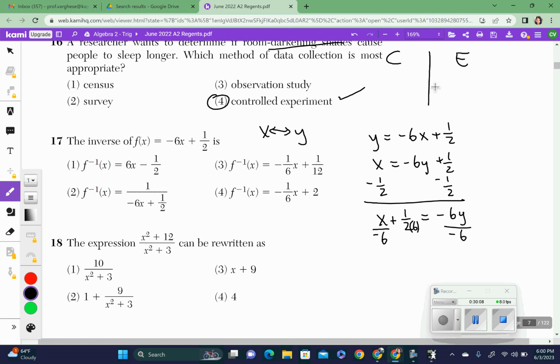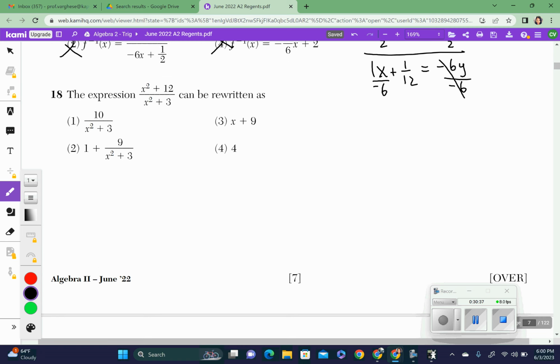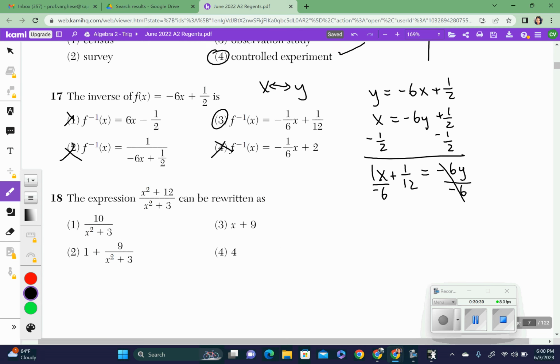Multiply this by 6, so that's going to become 6 times 2 is going to give us 12. So this cancels out, and I have negative 1 over 6. There's an imaginary 1 over there, plus 1 over 12. This says negative 1 over 6 plus 2, so that's out. Negative 1 over 6 plus 12, that's the one that matches. This is off.